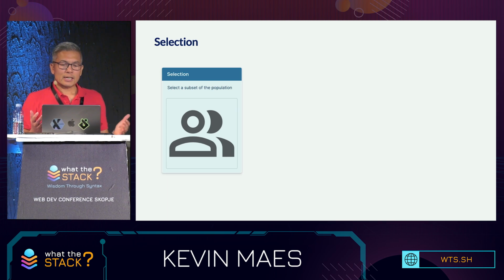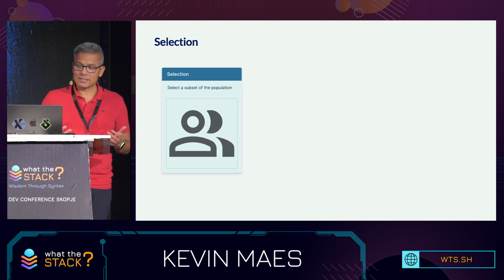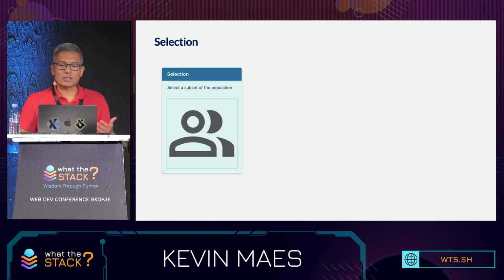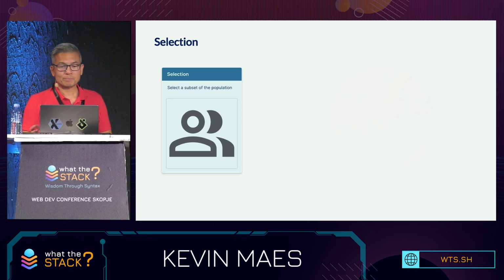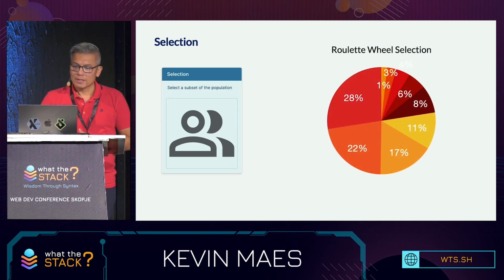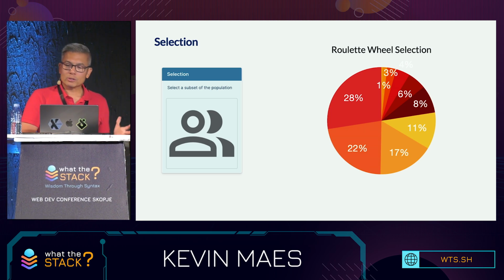Now, during selection, only some of the individuals will be selected to be parents for the next generation. And this gets interesting because there are different techniques for selecting those parents based on fitness. One of the most common is roulette wheel selection. In this method, the likelihood of being selected is directly proportional to the individual's fitness score.